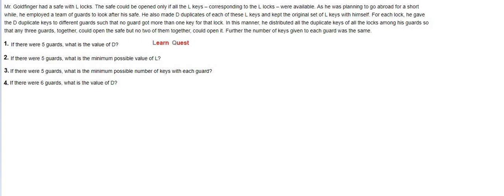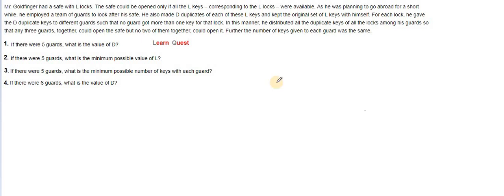Hello everyone. So this is a very interesting question, a very logical one, and of course a bit on the higher difficulty side if seen for the first time. And if you're doing it in a mock, then of course most probably you would be skipping it. Okay. So anyway, let's see how to solve this question.